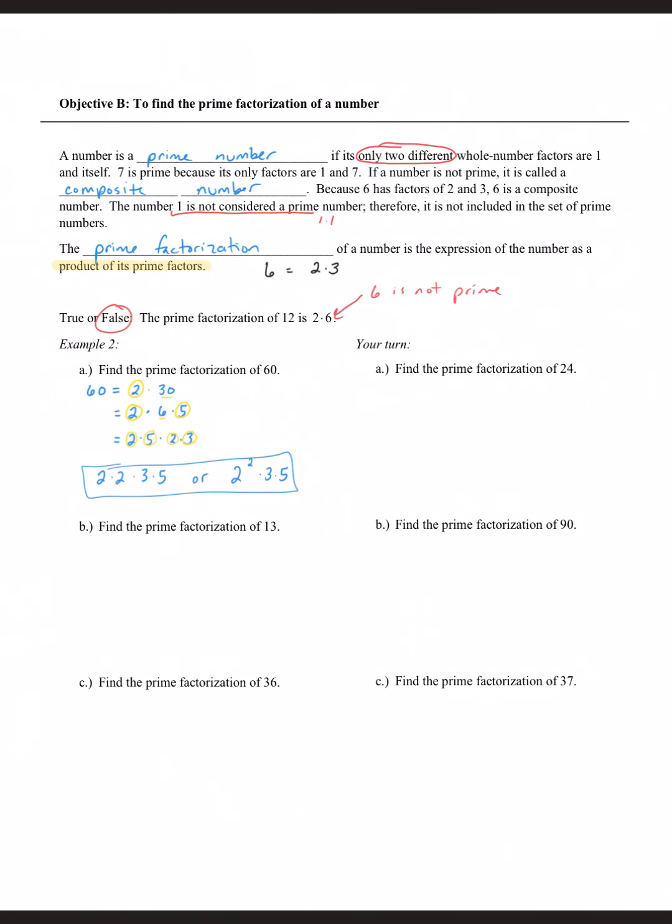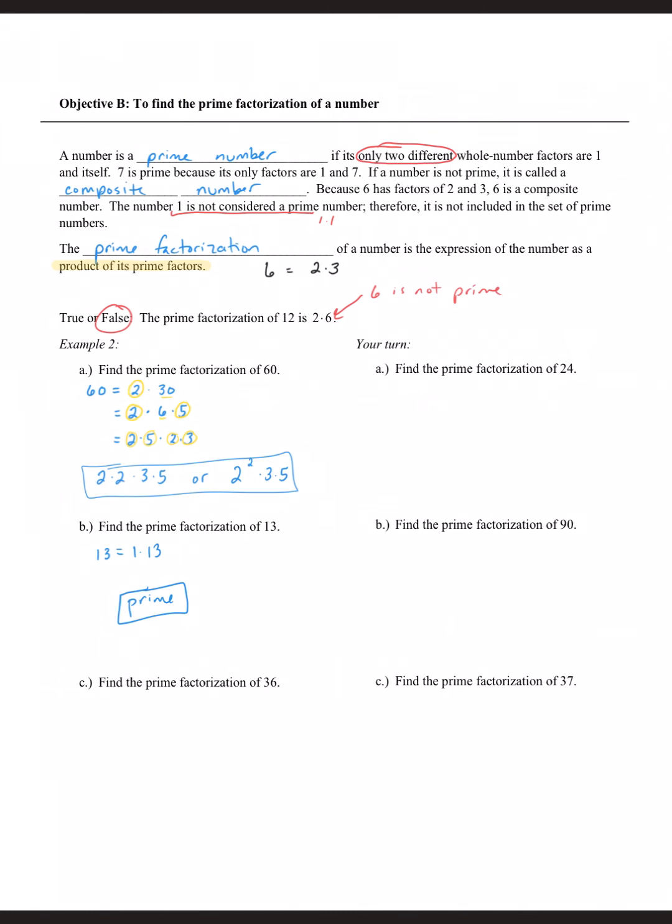Now, let's look at the next example. Find the prime factorization of 13. So we start with 13 equals. So we want to think, what can we multiply to give us 13? Right, the only thing we can think of is 1 times 13. Well, remember, since a number only has two different whole number factors, one and itself, that calls it a prime number. So therefore, 13, we're just going to write is prime. There isn't a prime factorization because it is prime.